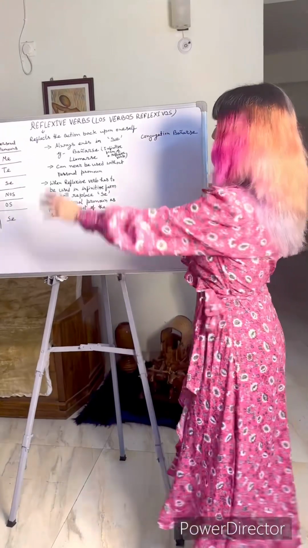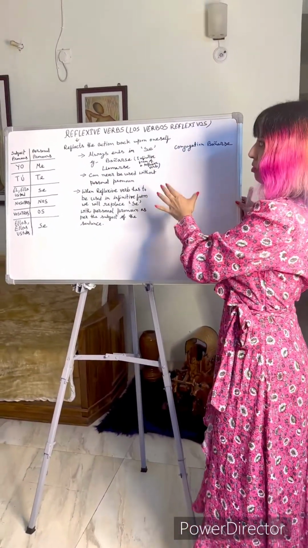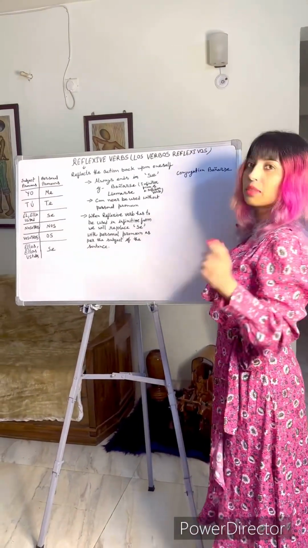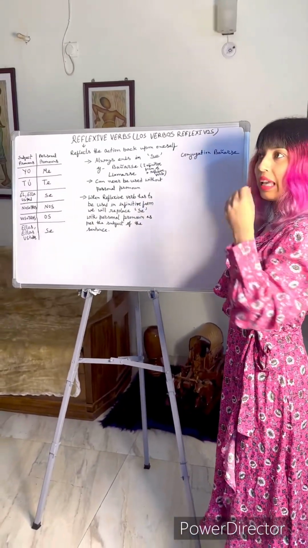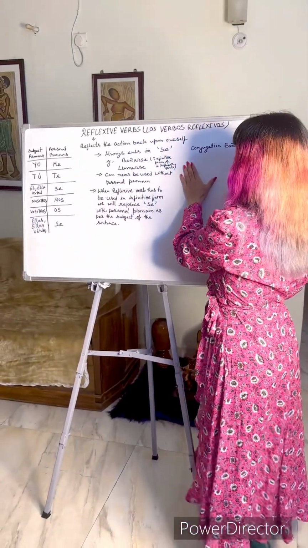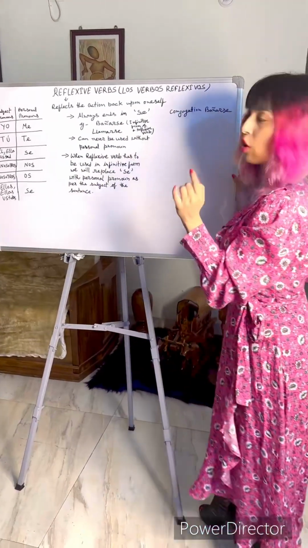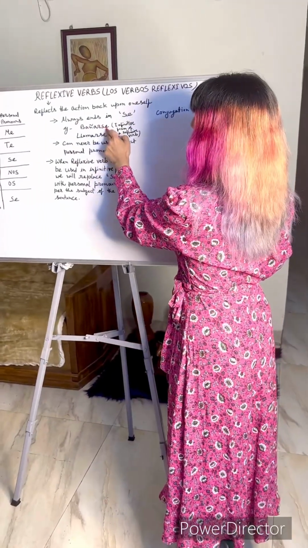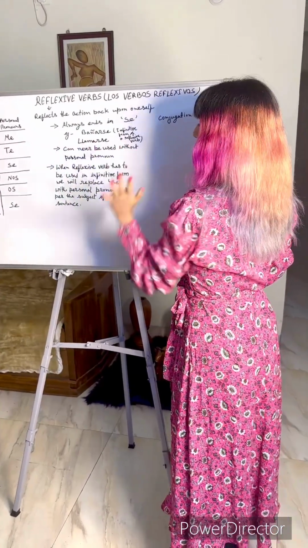And in the Spanish language, how do we identify the reflexive verbs? I have already told you guys that in the Spanish language, all the verbs end in AR, ER or IR, like vivir, hablar, comer. But reflexive verbs always end in SE. So the infinitive form of a reflexive verb always ends in SE. Like bañarse, llamarse.